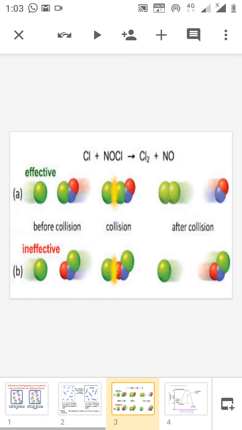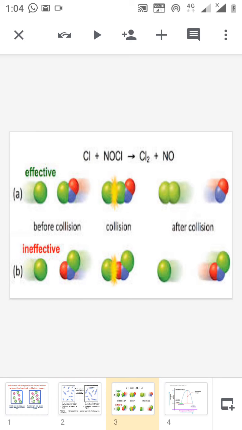Now look at A. Here there are two reactants. One is in the pure form, and the second is the combined molecule. In A, the collision is effective because the green balls are bombarding in the same direction. So the energy of both molecules will be shared. That's why the reaction occurs. The product is formed and the other molecule is eliminated. So the product is formed in A.